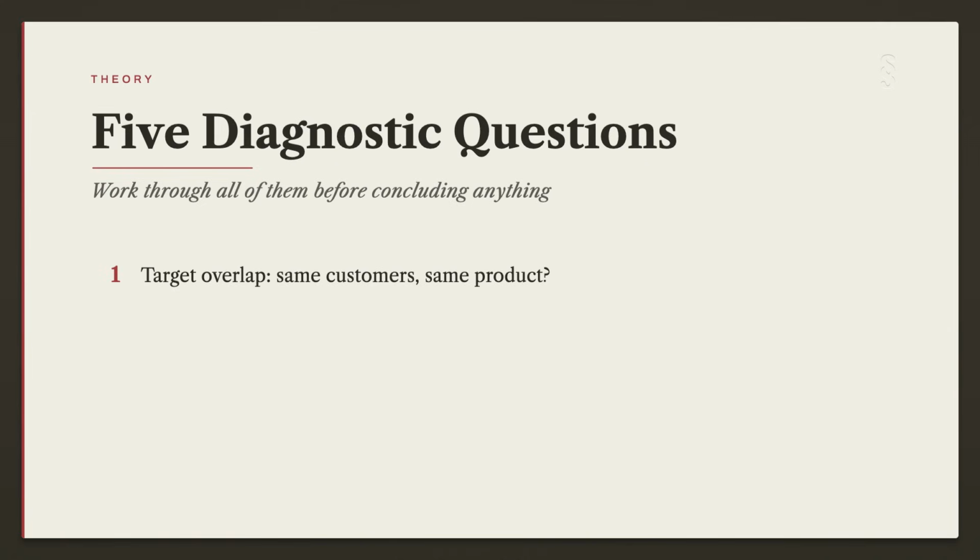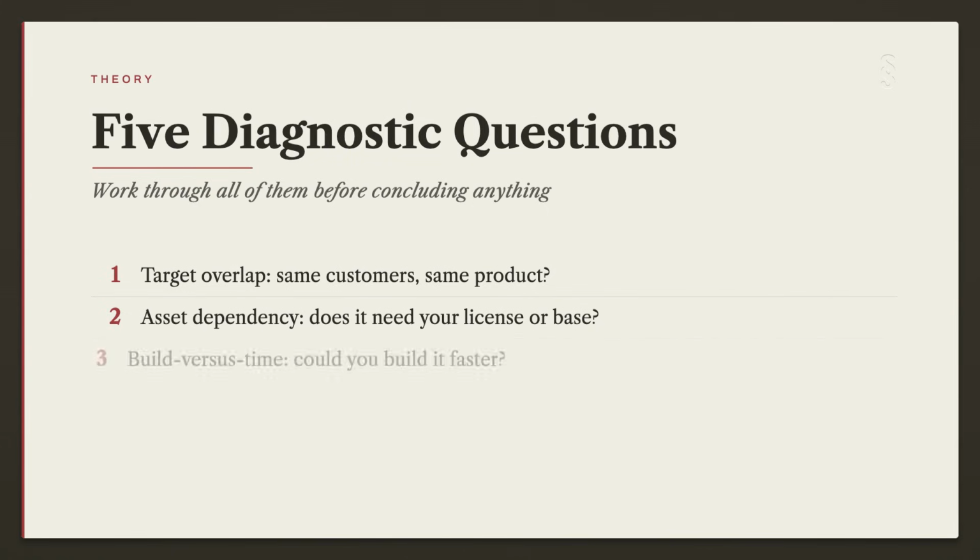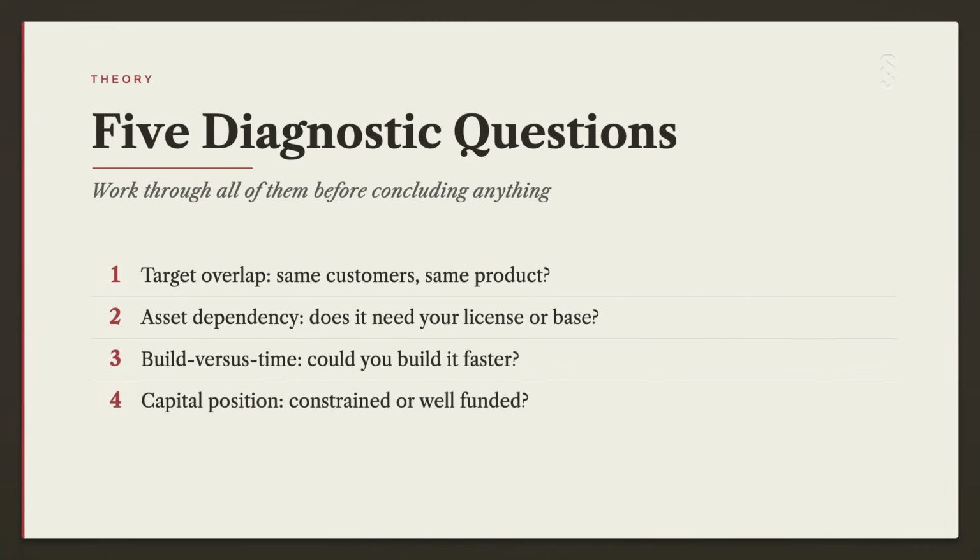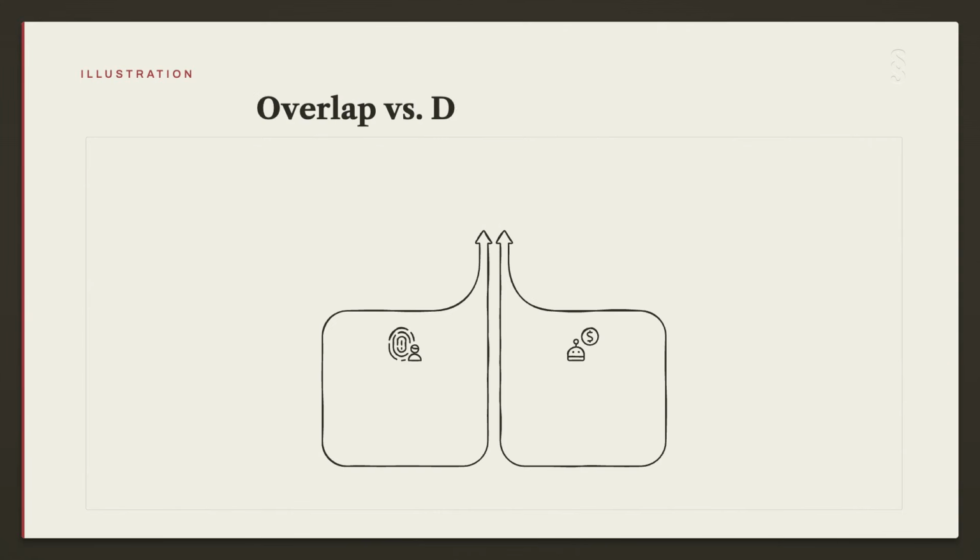Does the fintech chase the same customers head-on or serve a different market entirely? Like a verification firm that only sells to other banks? Asset dependency comes second, the strongest partnership signal. Asking whether the fintech needs your license, balance sheet, or customer base to scale. Three more questions refine the picture: build versus time, capital position, and complementary value.